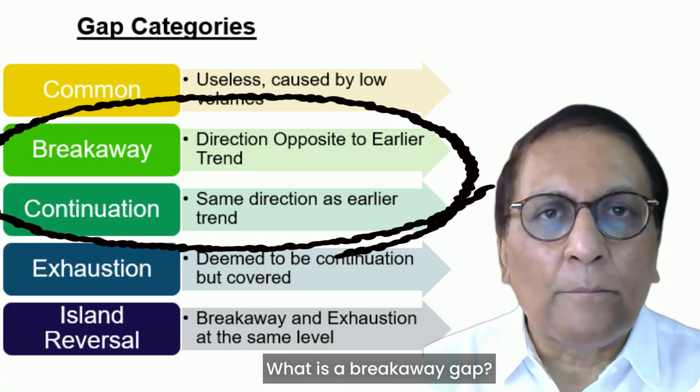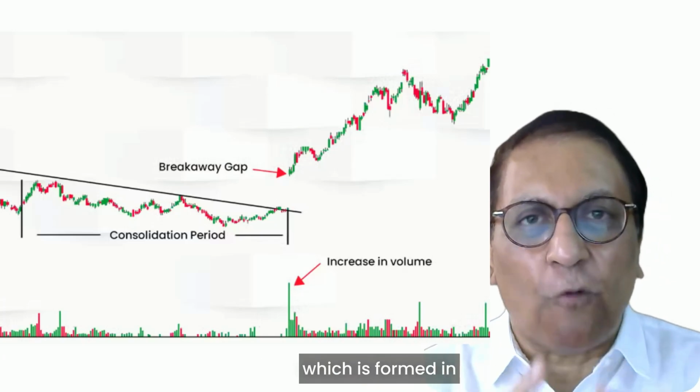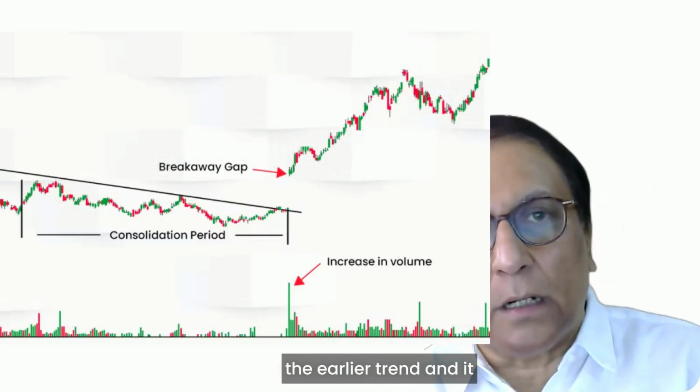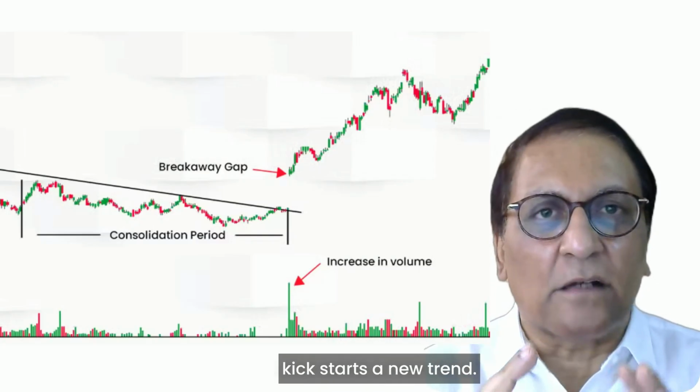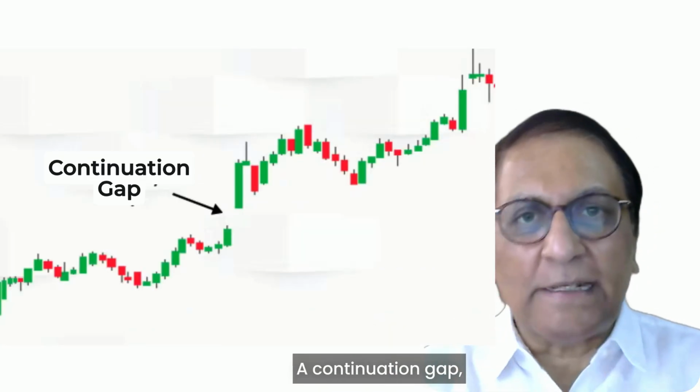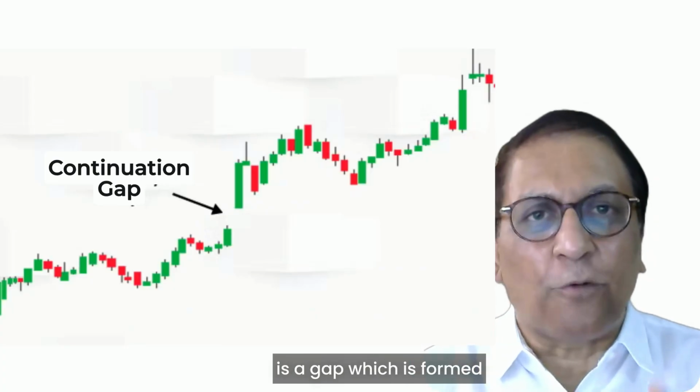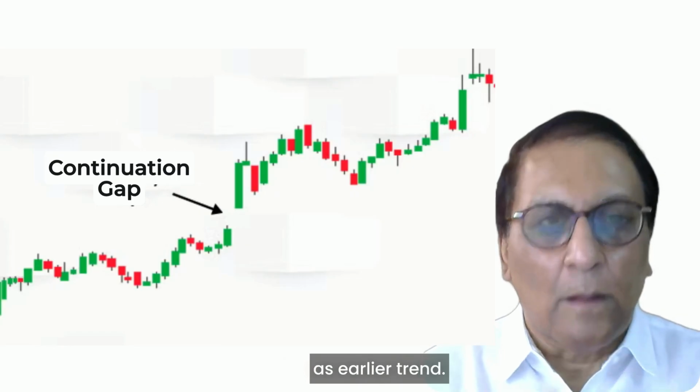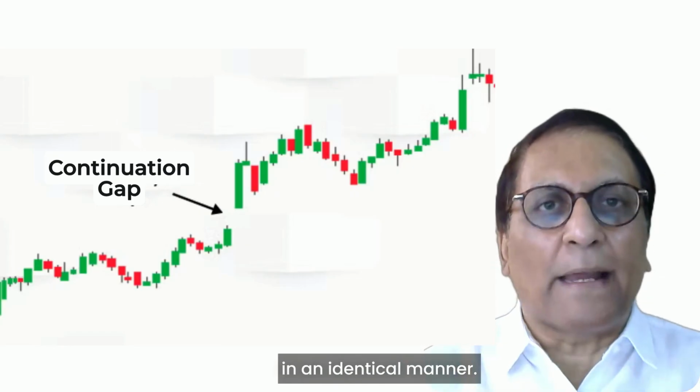What is a breakaway gap? A breakaway gap is a gap which is formed in a direction opposite to the earlier trend and it kickstarts a new trend. A continuation gap, on the other hand, is a gap which is formed in the same direction as the earlier trend. Both are traded in an identical manner.